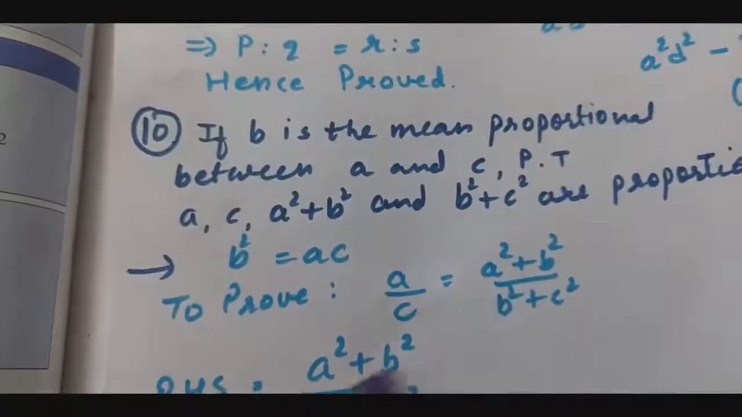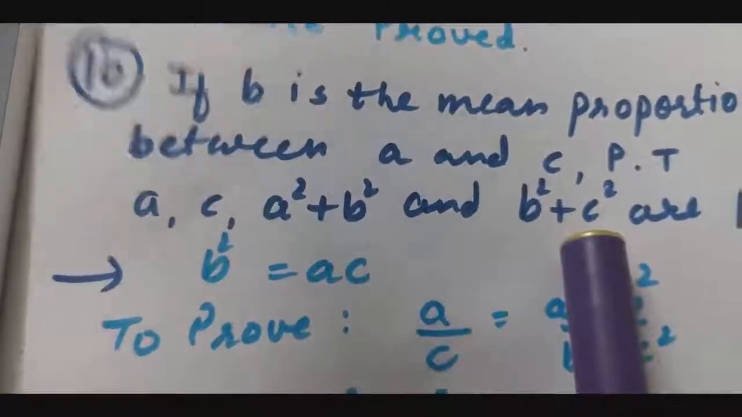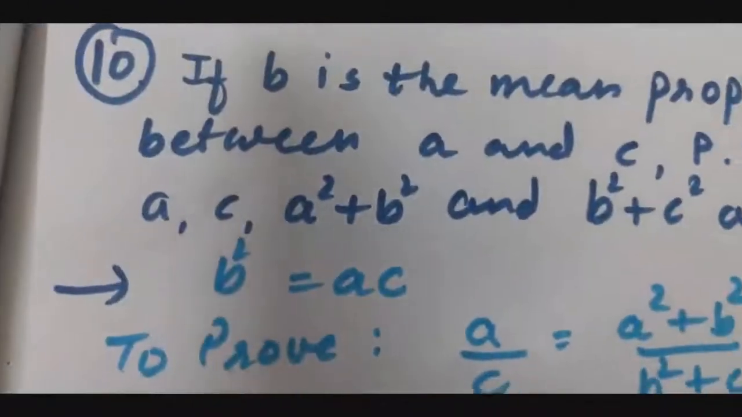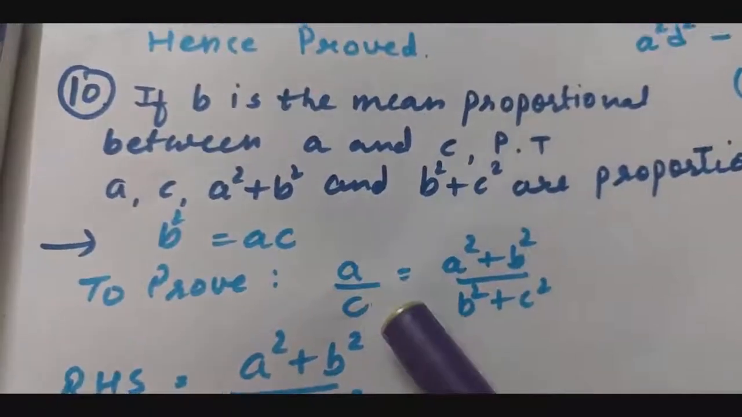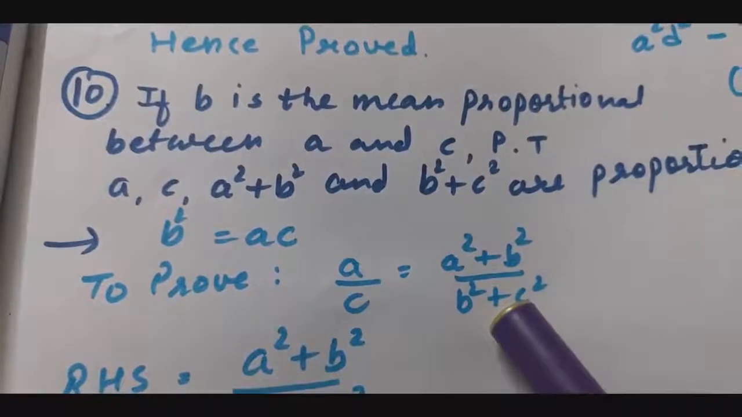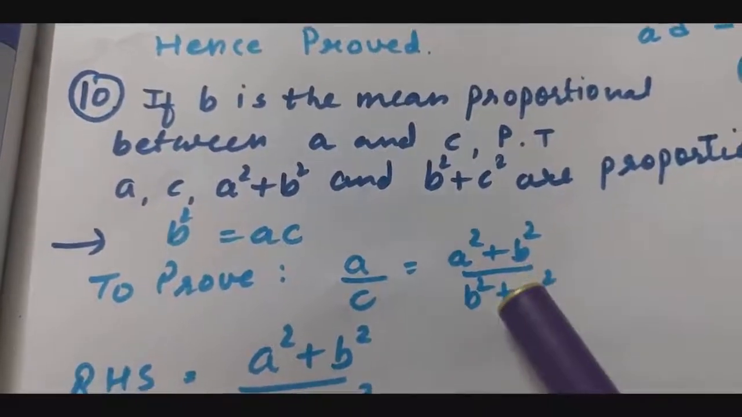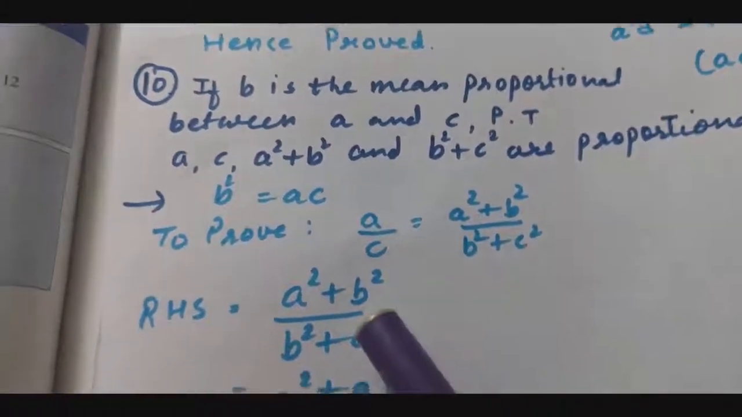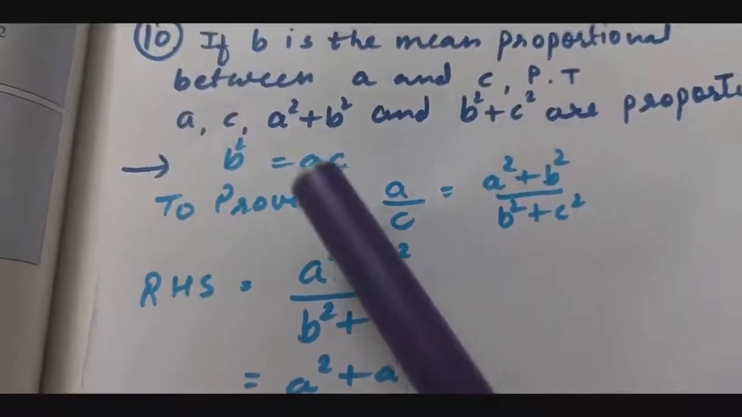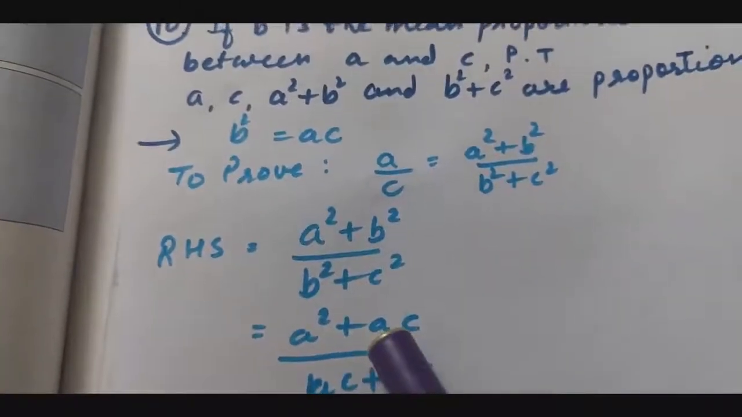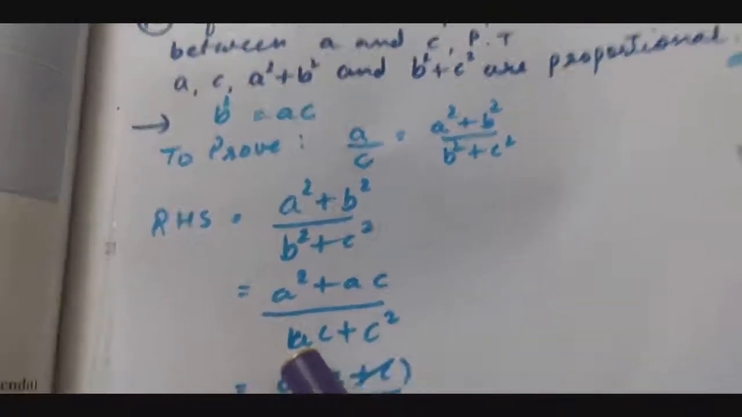It means A upon C, this is A, C, A square plus B square, B square plus C square, 4 terms. We will write as proportional A by C is equal to A square plus B square upon B square plus C square. Means we want to prove this. To prove this, I will take the right hand side. Now I place value of B square, wherever B square I place AC. Here also instead of B square place AC.